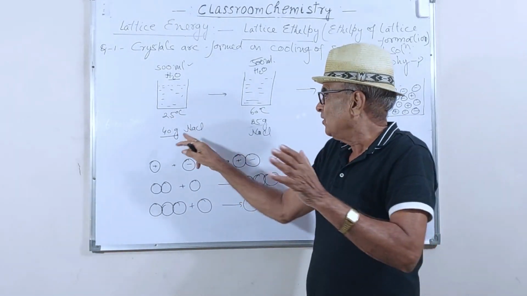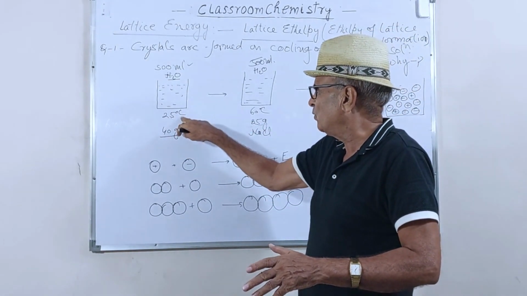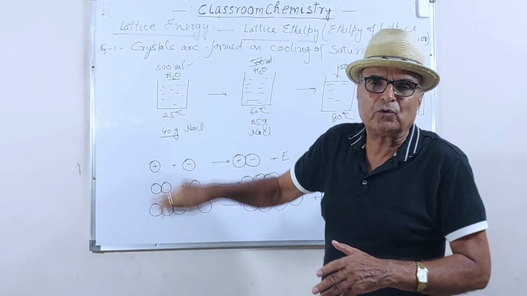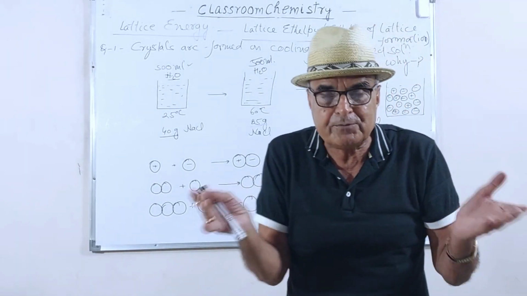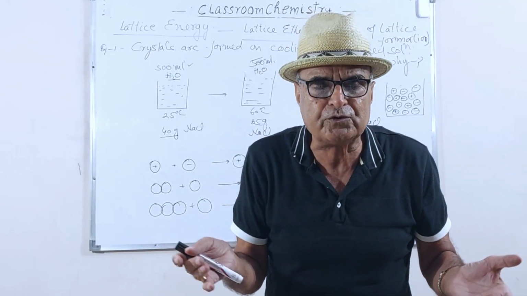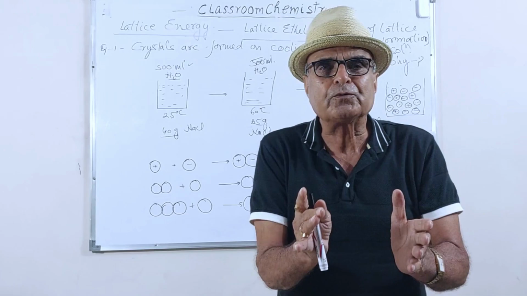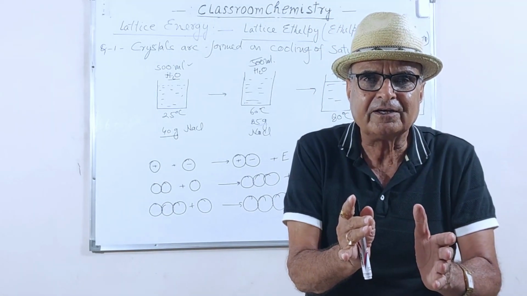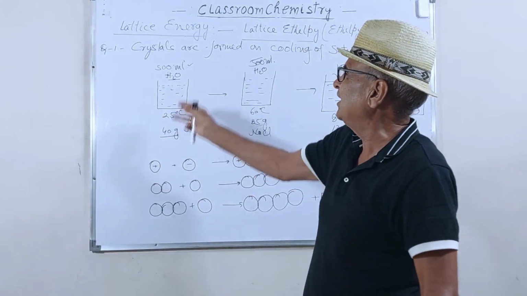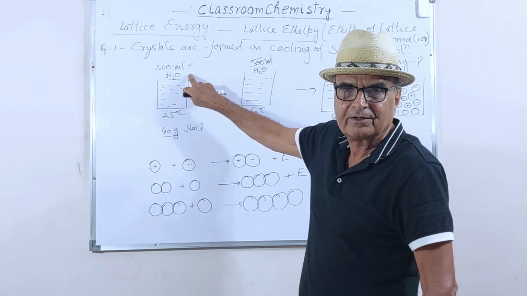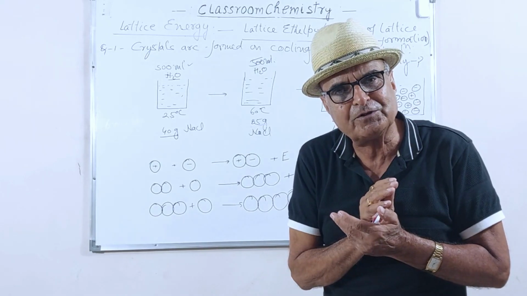After 40 gram of NaCl, no more NaCl can be dissolved in this solution. So this solution is called the saturated solution. If anybody asks you what is the saturated solution, you can explain: it is a state of solution in which no more solute can be dissolved in a fixed volume of solution at constant temperature. So it's the definition of the saturated solution.